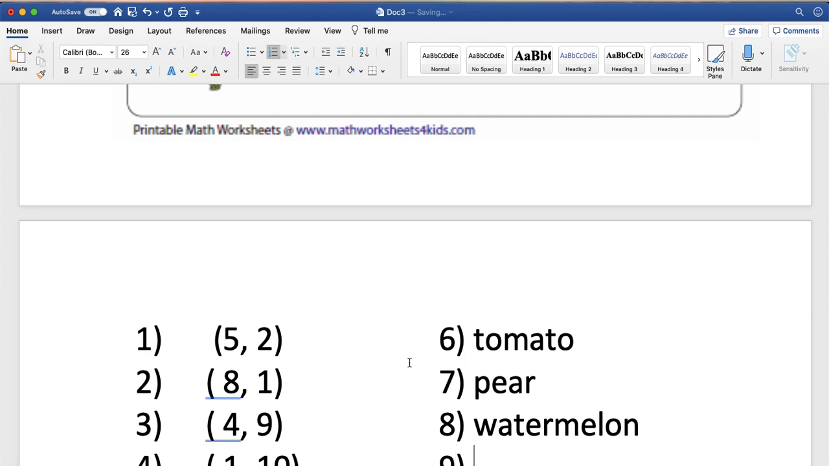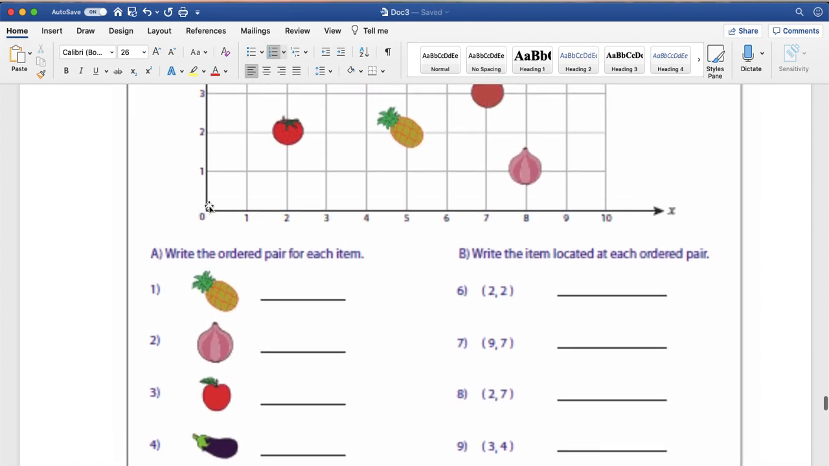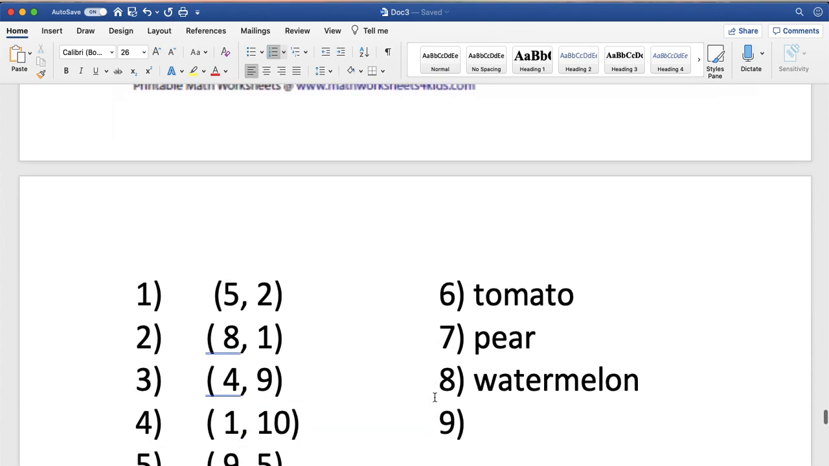Okay, let's go to my next one. My next directions is run across 3 times. So I start off at my origin, my home. 1, 2, 3. Now I need to jump up 4 times. So 1, 2, 3, 4. And I end right over here. That looks like my turnip.